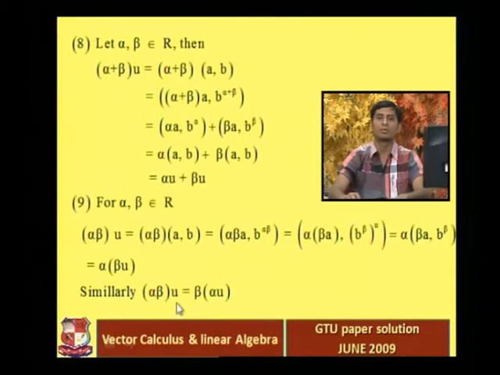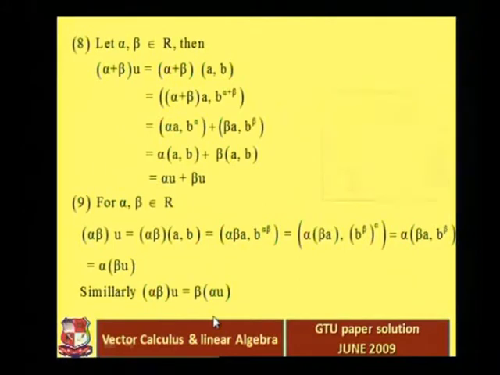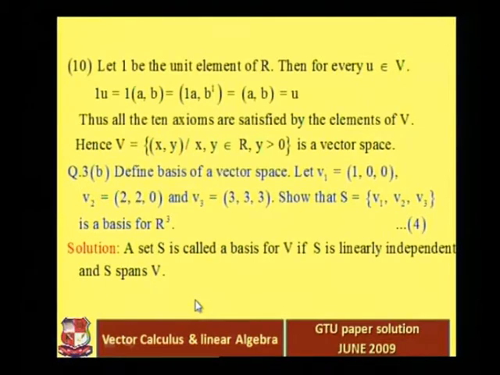Similarly we can prove that (alpha beta) outside the bracket u is equal to beta in bracket (alpha into u). So these 9 conditions are satisfied, and the last one: let 1 be the unit element of R. Then for every u belongs to V, 1 into u is equal to 1 into (a, b), which is equal to (a^1, b^1), which is equal to (a, b), which is equal to u. Thus all the 10 axioms are satisfied by the elements of V.